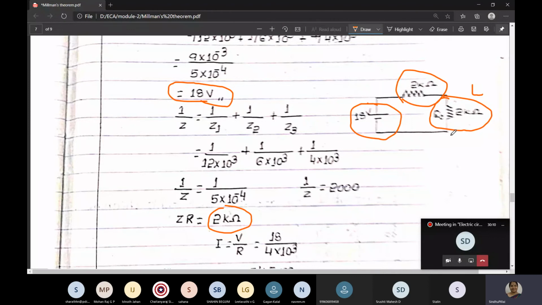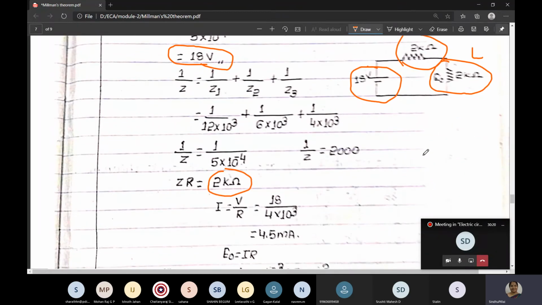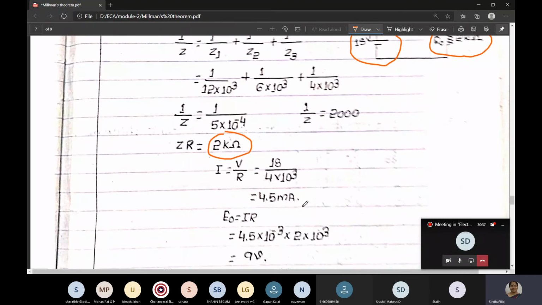So what do we have to find out? We have to find out the voltage across this. Just we have to know the current, so current into this resistance will give us the voltage. What will be the current? Current is nothing but voltage divided by resistance. The voltage is 18 volts. 18 divided by resistance, how much? 2 plus 2 is 4 because they are in series. So 4 into 10 power 3, we will get current as 4.5 milliamps.